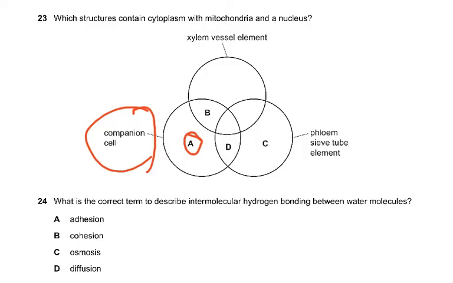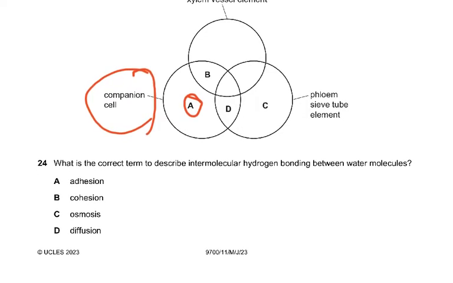Question number 24. What is the correct term to describe intermolecular hydrogen bonding between water molecules? Water molecules along the xylem vessel, adhesion. With each other, water molecules is cohesion.